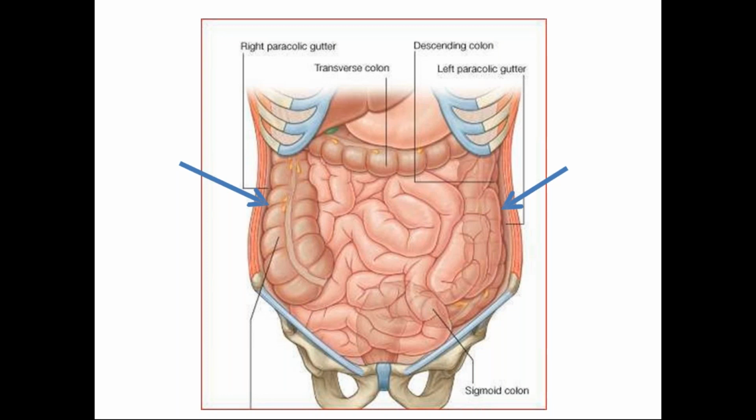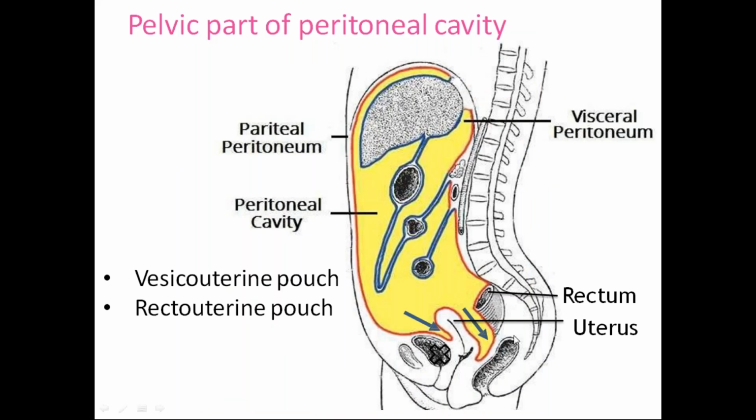Okay. So clear about the other spaces of the peritoneal cavity. It is mainly the greater sac, supracolic compartment and infracolic compartment. Now come to the two important pouches. One is the vesicouterine pouch and the other is the rectouterine pouch.